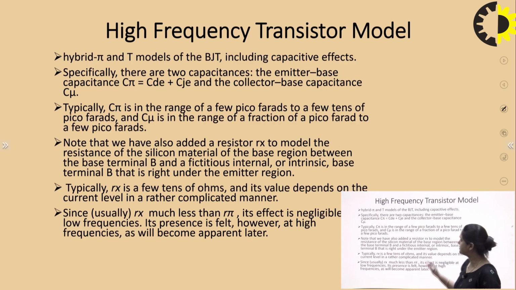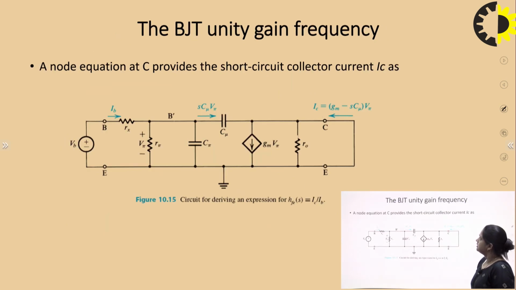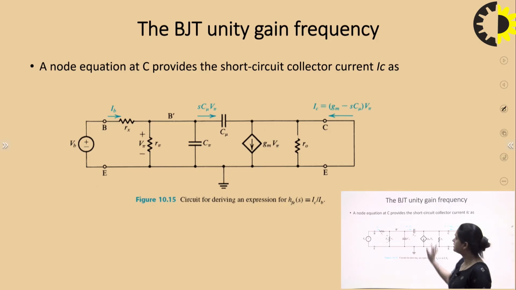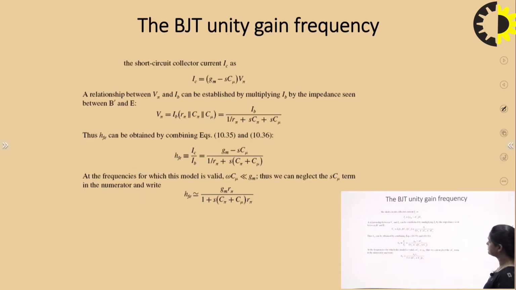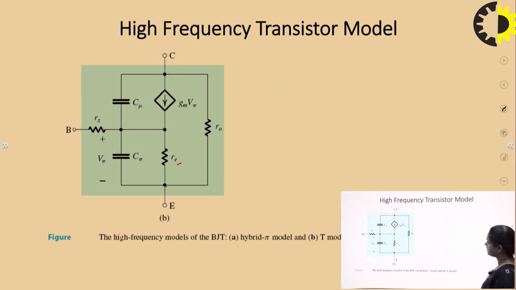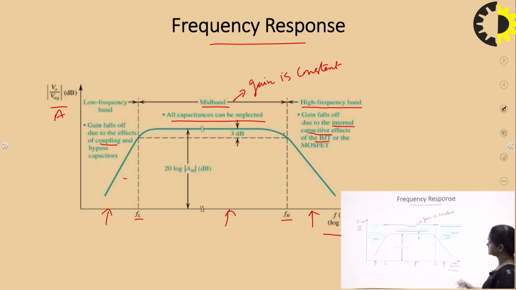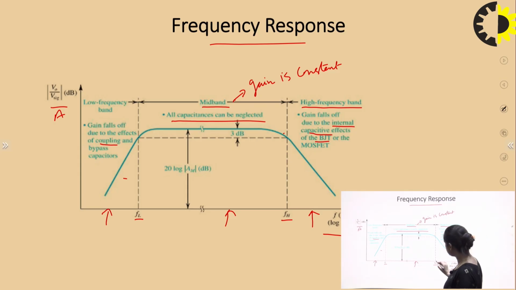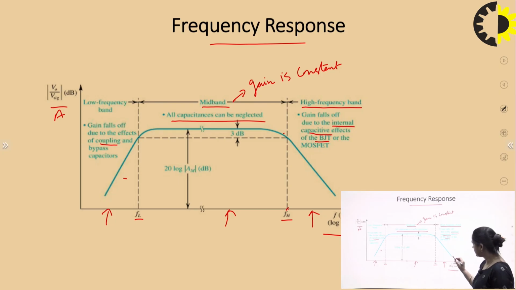So for the high frequency model, we have seen it in the previous slide. This is the explanation of this high frequency model. Now, using the high frequency model of BJT, we can calculate the unity gain frequency of the BJT. Unity gain frequency means, for this graph, at high frequency, we can calculate the value at which the gain will become unity.